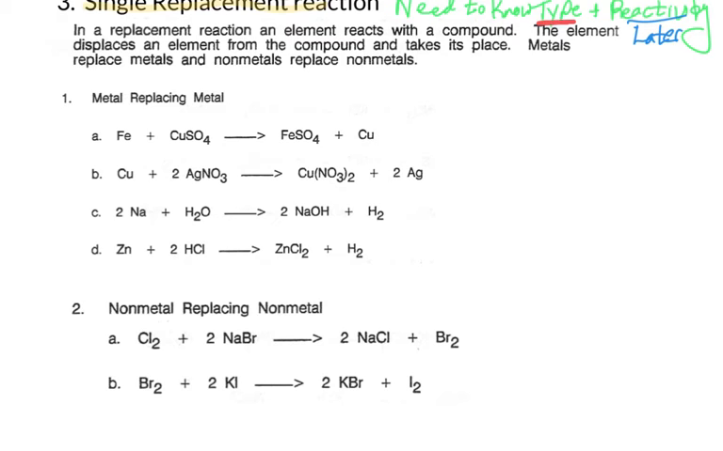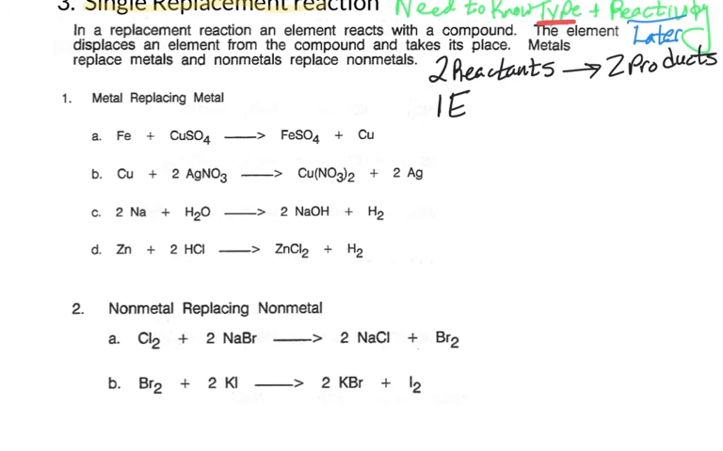So we know how to do combination and decomposition. We look at how many reactants and products there are. In single replacement and double replacement reactions, they both start with two reactants. They both end up with two products. What is the big difference between them? The major difference is that in a single replacement reaction, you will have one element and one compound.